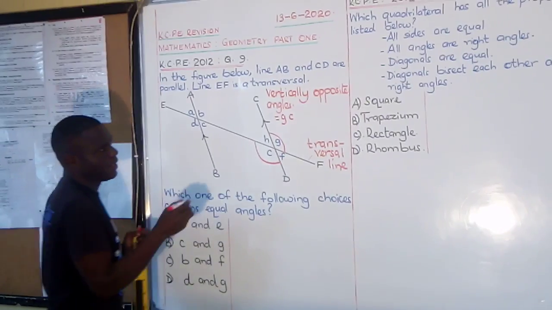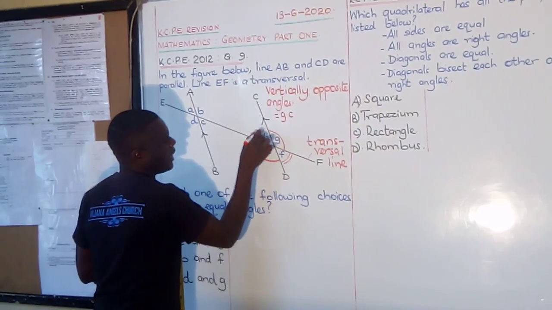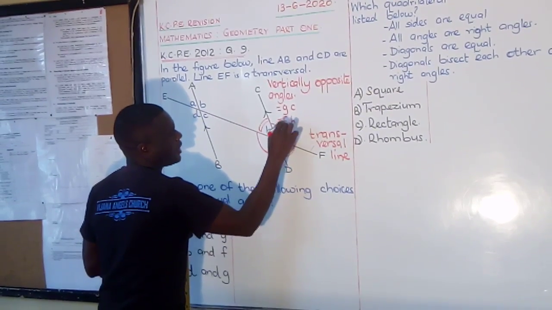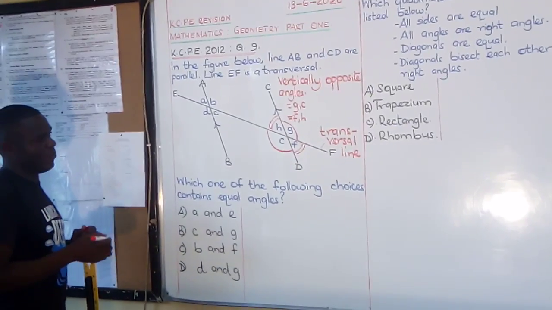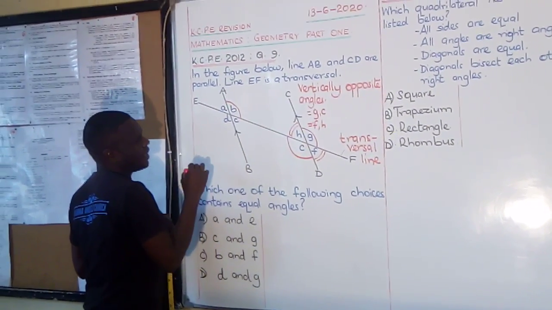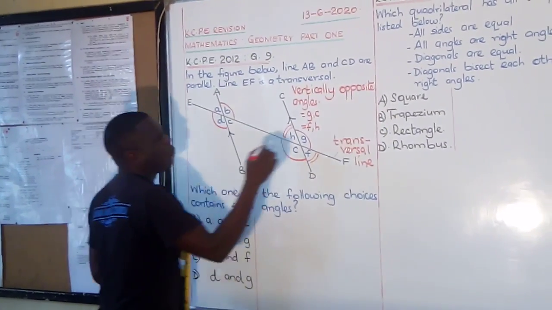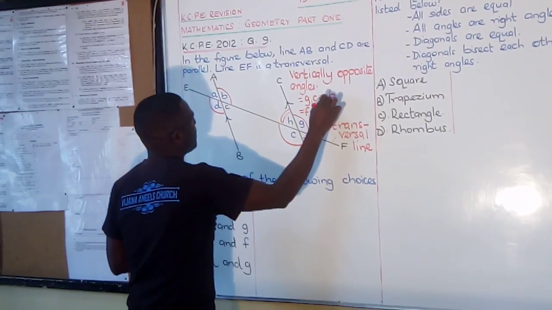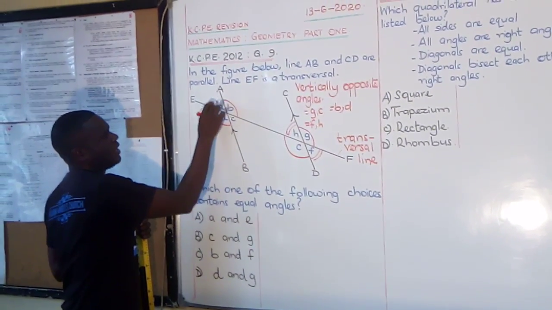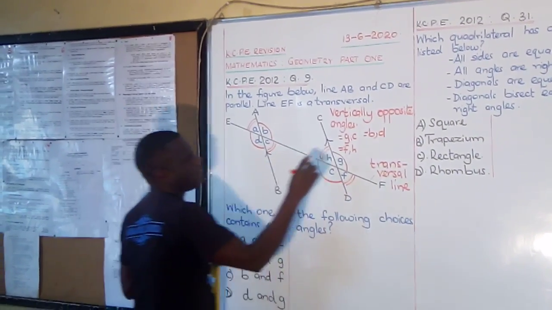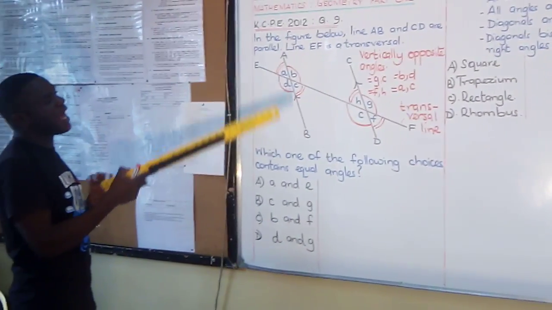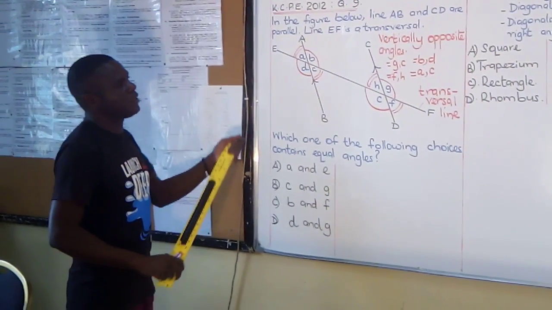Still at the same point, angle F and angle H are opposite. They are vertically opposite. All right? Let's go to this other point. Angle B and angle D are vertically opposite. Likewise, angle A and angle C are vertically opposite. So that is how we identify vertically opposite angles.